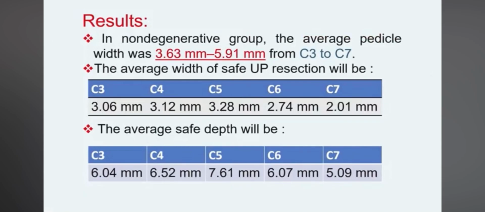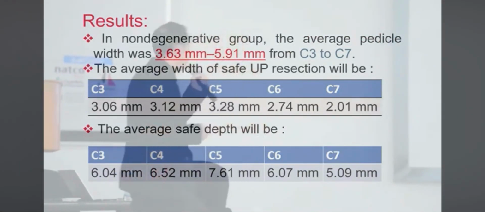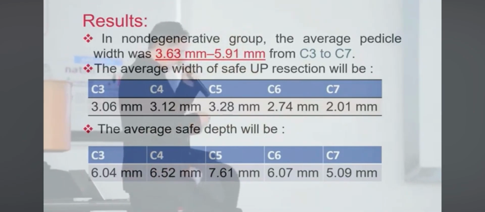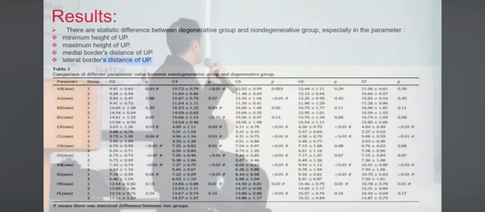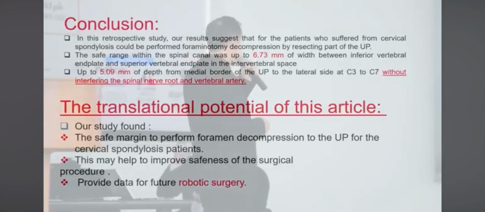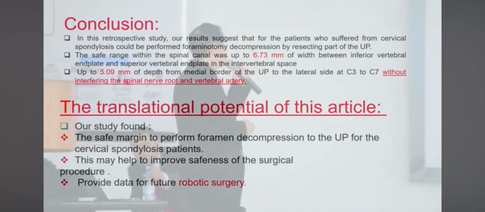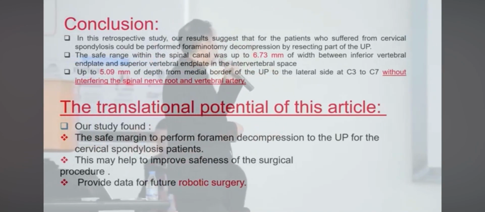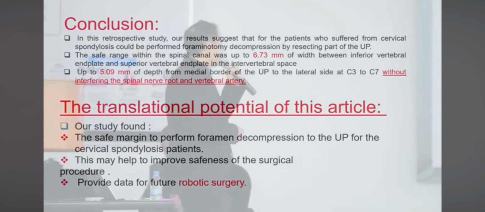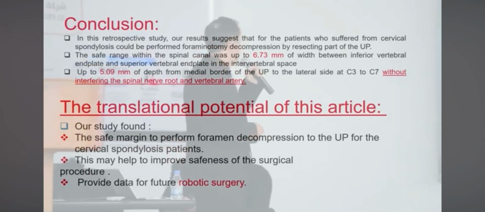We got some results that we can use in surgery as a guideline. This was our result. The conclusion of the study: in this retrospective study, our results suggest that patients who suffer from cervical spondylosis could undergo foraminotomy decompression by resecting part of the uncinate process.